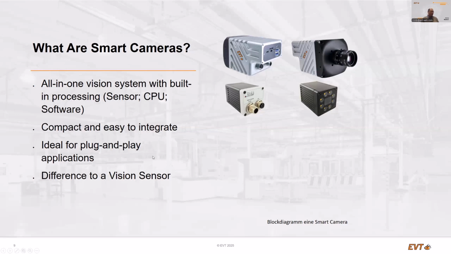Maybe some of you also heard about the vision sensor. A vision sensor is a smart camera, and the difference between a vision sensor and a smart camera is in most cases only the amount of software which is in the sensor. And as I told you, the cameras nowadays have enough.